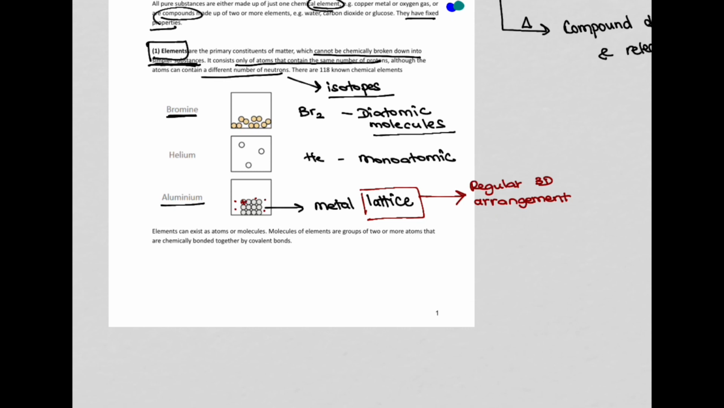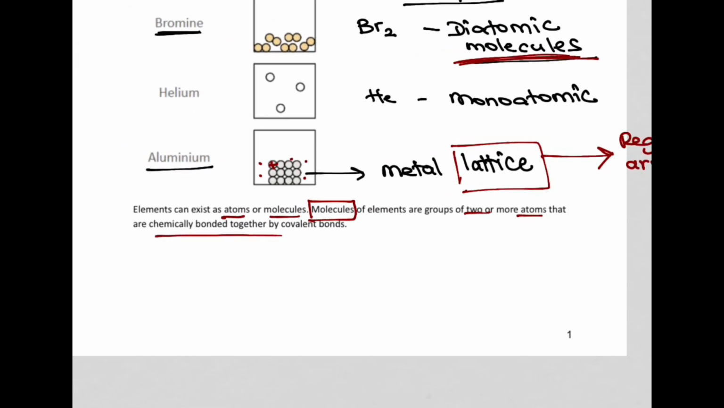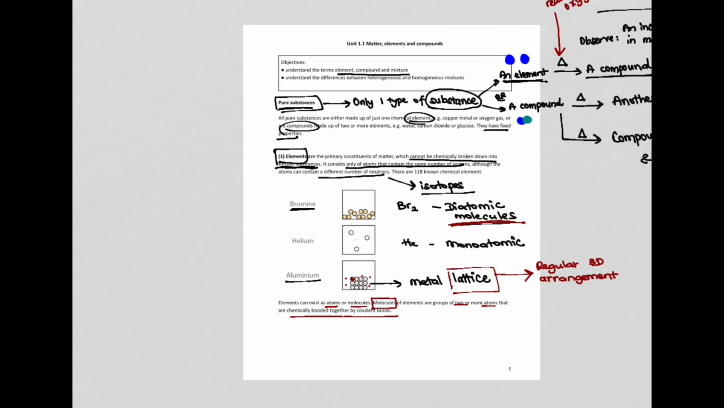Now, elements can exist as atoms or molecules, like I mentioned. So this is diatomic molecules. It's still an element. And this is the definition of molecules. Molecules are groups of two or more atoms that are chemically bonded by covalent bonds. So this is what molecules mean.